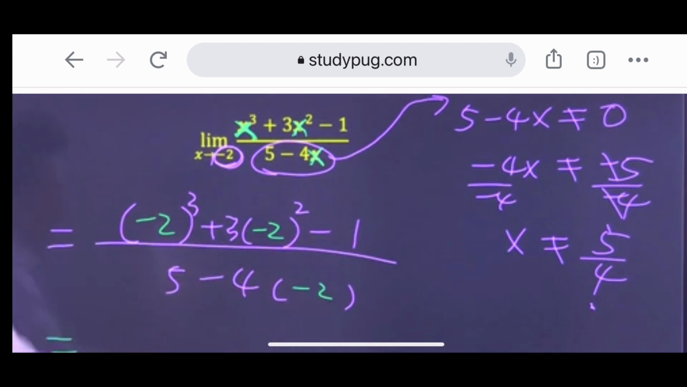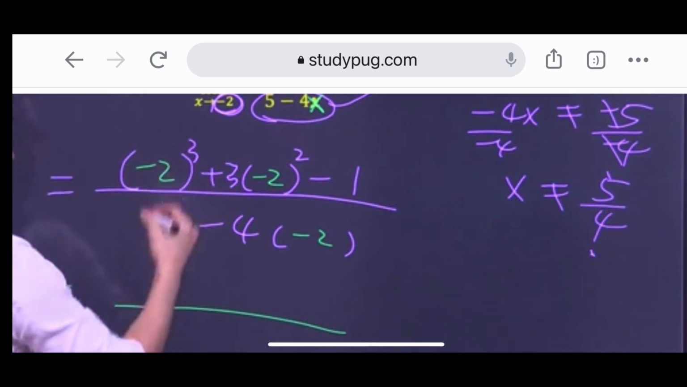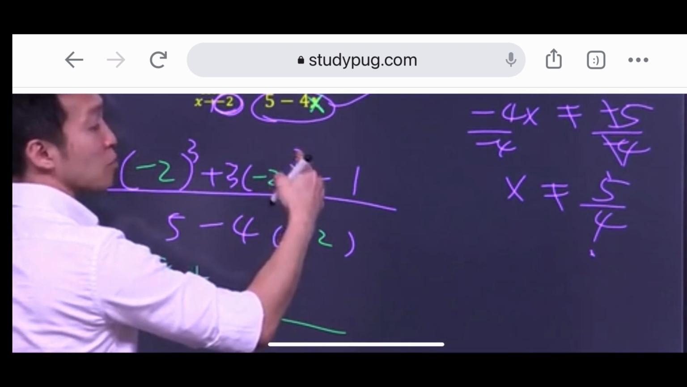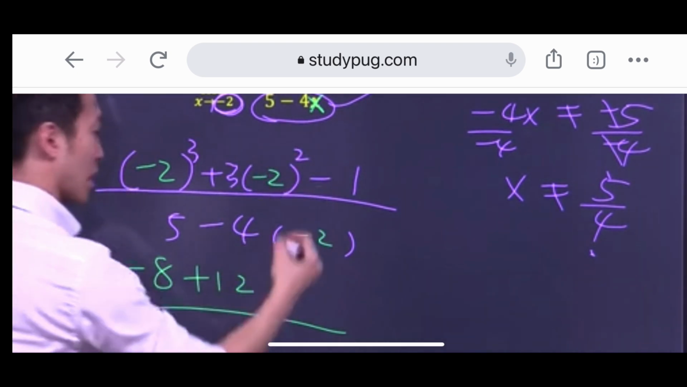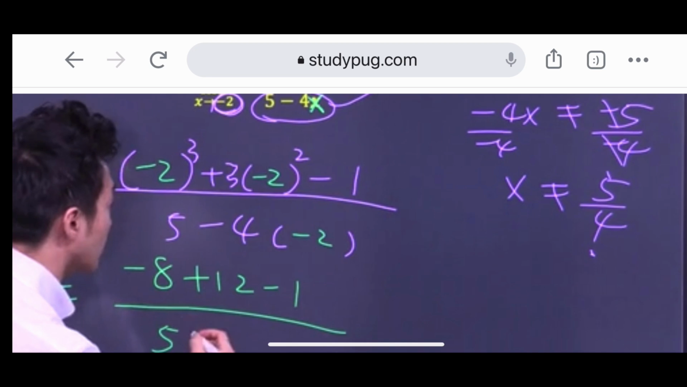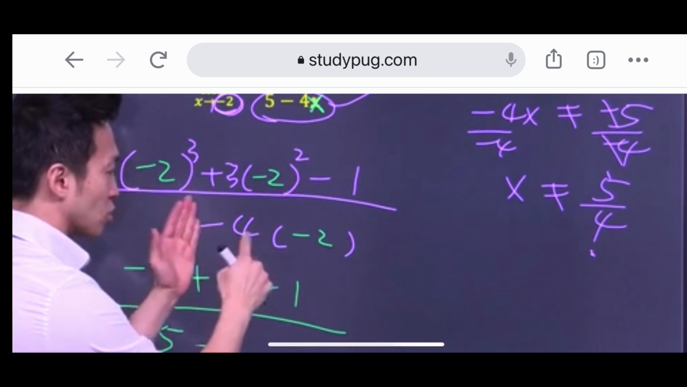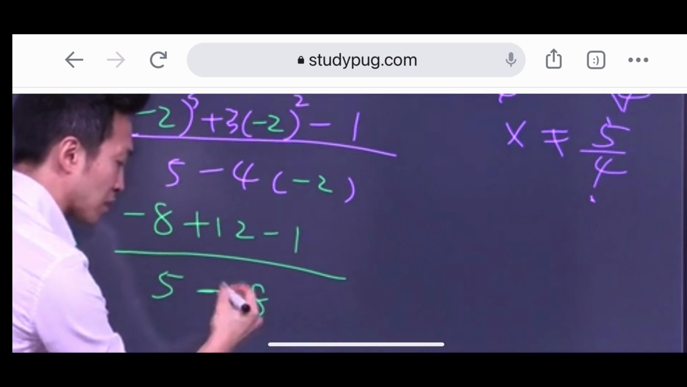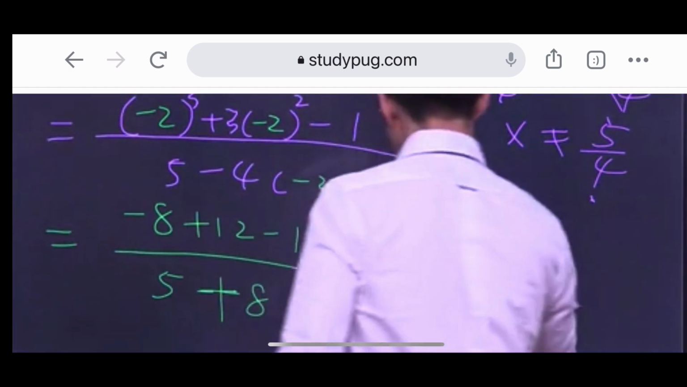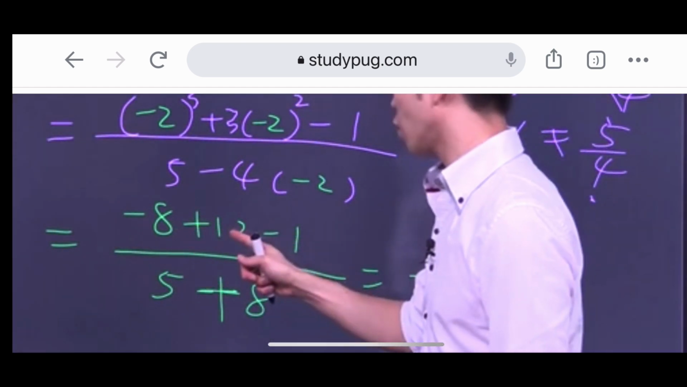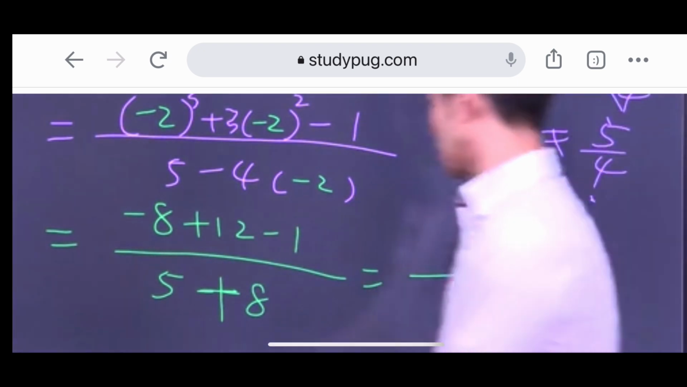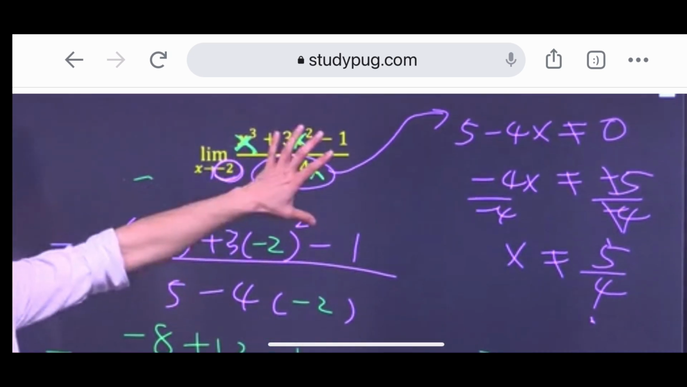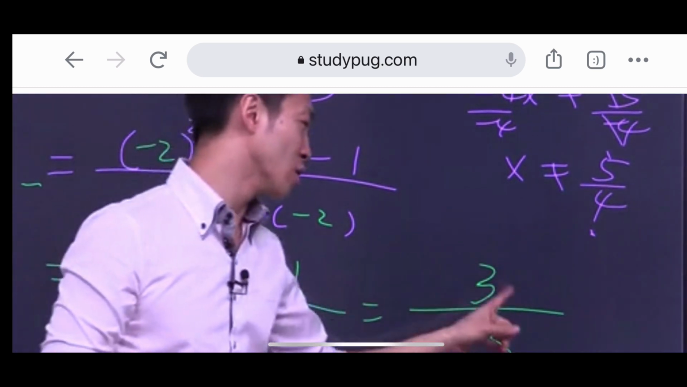Now we just have to clean up the algebra. So negative 2 cubed is negative 8. Plus, negative 2 squared is positive 4. 4 times 3 is 12. And then minus 1. On the bottom, we have 5 minus 4 times negative 2, which is negative 8. Negative and negative become plus. So up at the numerator, we have negative 8 plus 12, that's 4, minus 1, we have 3. At the denominator, we have 5 plus 8, that is equal to 13. So the limit of this rational function as x approaches negative 2 is equal to 3 over 13.